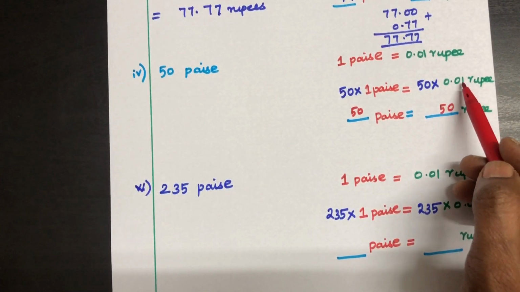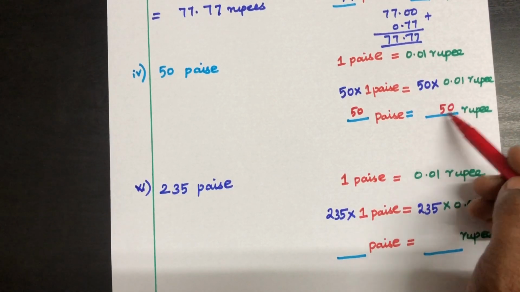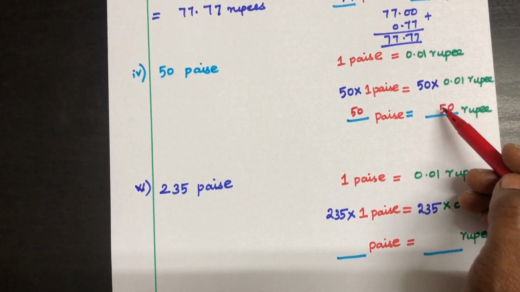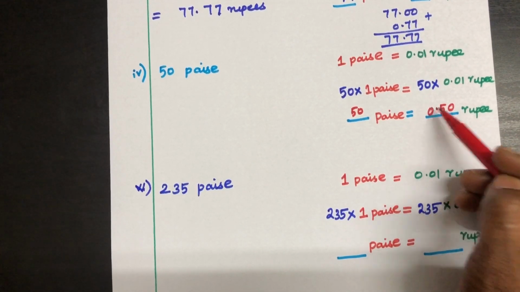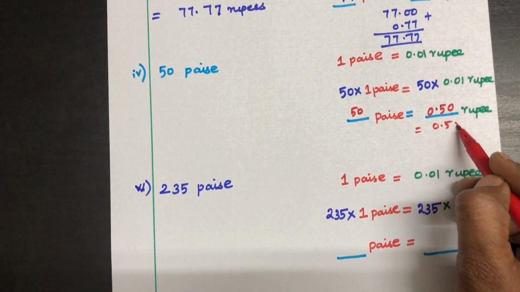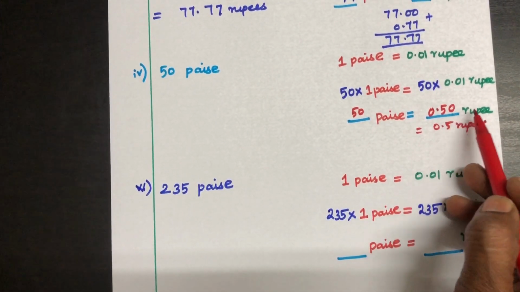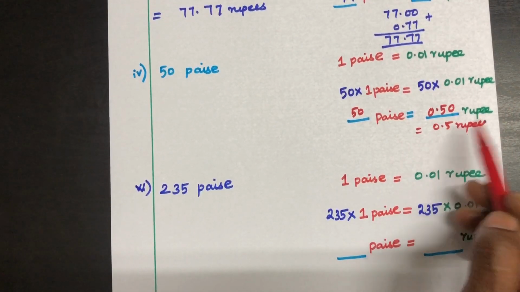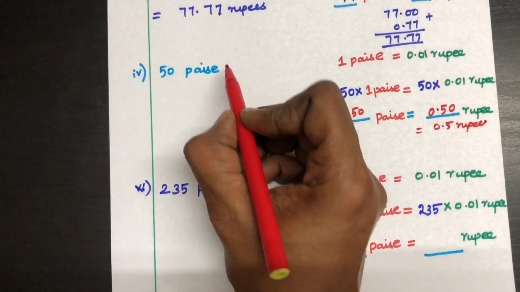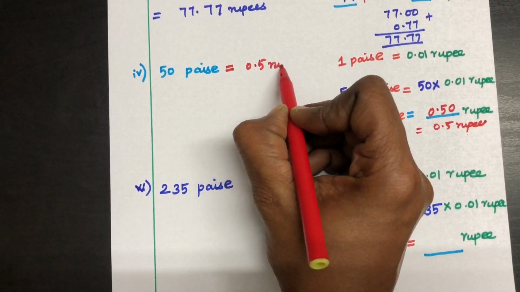Now we need to leave 2 decimal places in the decimal part. So 1, 2. The point will come here. So this is nothing but 0.5 rupee. No need to consider zeros in the extreme right. Always leave it as 0.5 alone. So 50 paise is equal to 0.5 rupee.